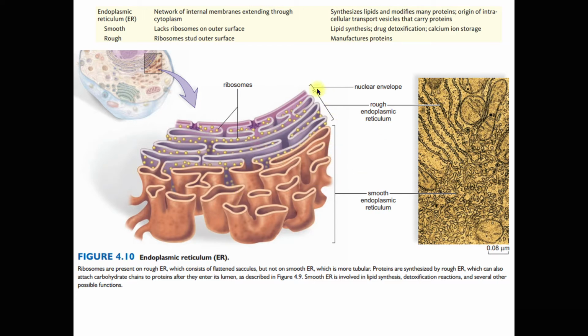So meaning to say, we can conclude that the rough endoplasmic reticulum synthesizes and modifies protein, whereas the smooth endoplasmic reticulum synthesizes lipids. Can you see the difference here? This is the rough endoplasmic reticulum, because you can see there are many black dots which represent the ribosomes, whereas this is the smooth endoplasmic reticulum.